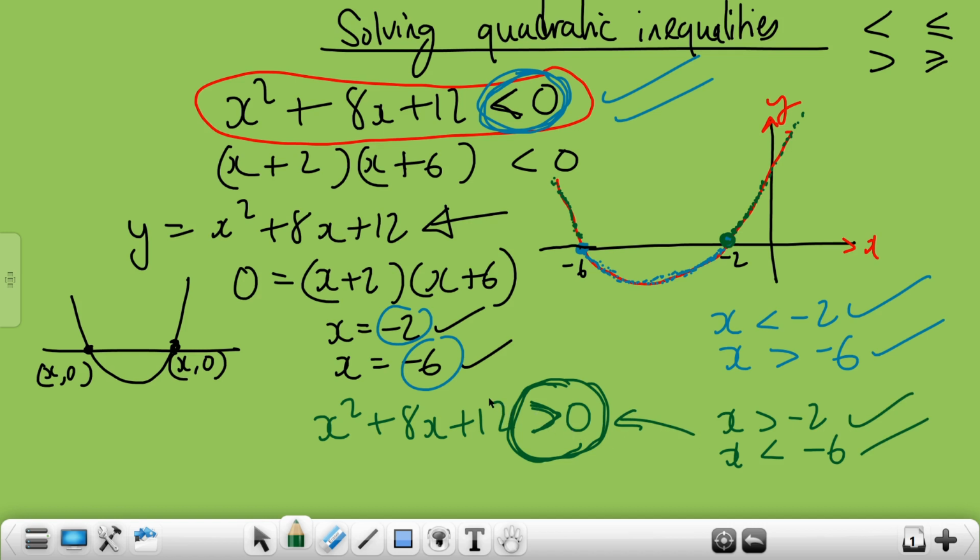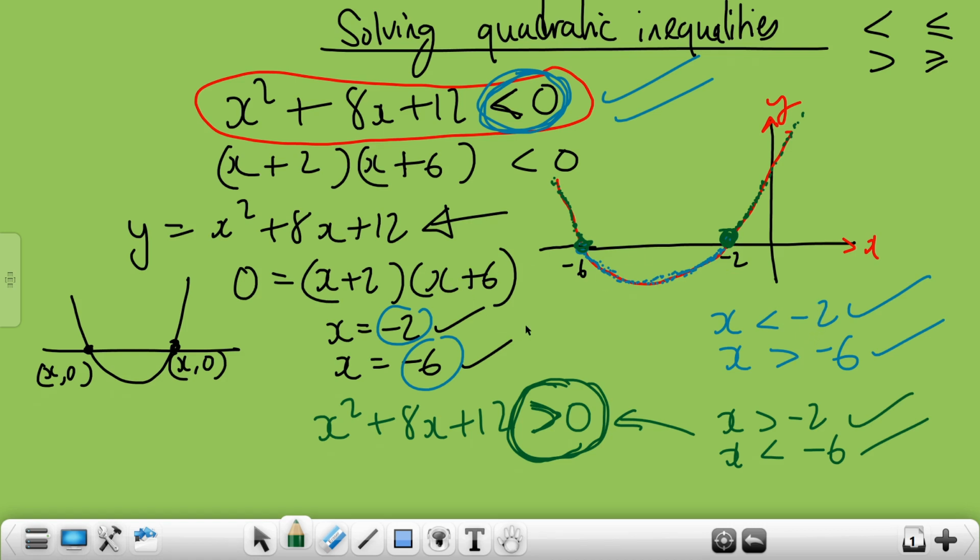One thing you've got to remember is that for problems like this, you do need to factorize. You need to put a 0 on one side. You need to solve the quadratic, find the two roots, use the two roots to sketch the graph to find out where it crosses the x-axis, and then determine what pairs of inequalities you need to have.